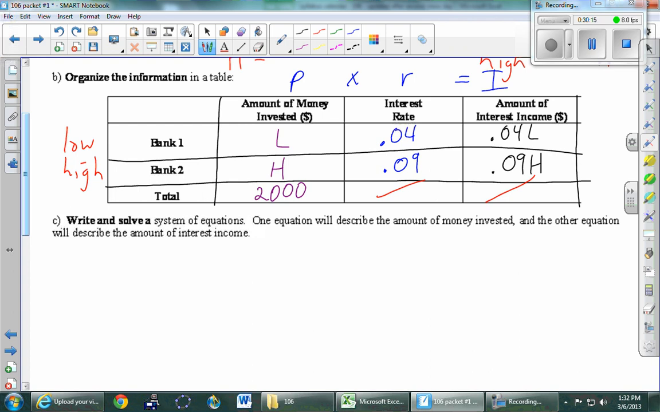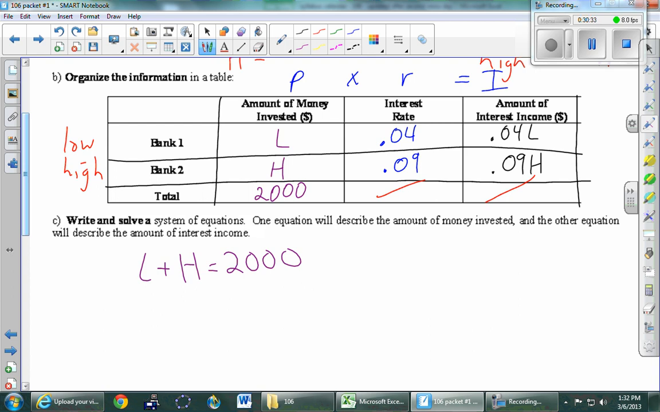Okay, let's get the first equation. The first equation is going to come from the first column. Everybody buy that? We have $2,000 to invest, so the total of the two investments must be $2,000.